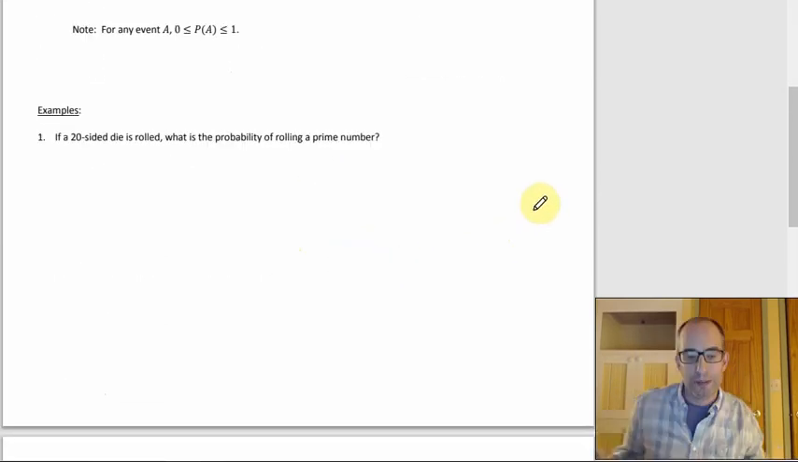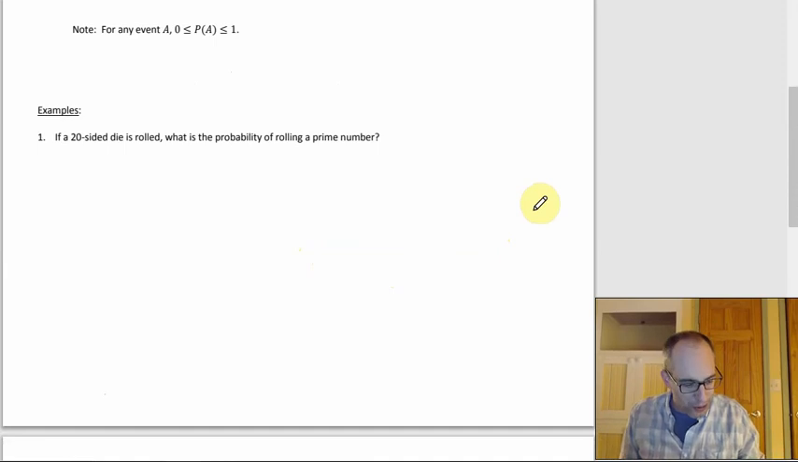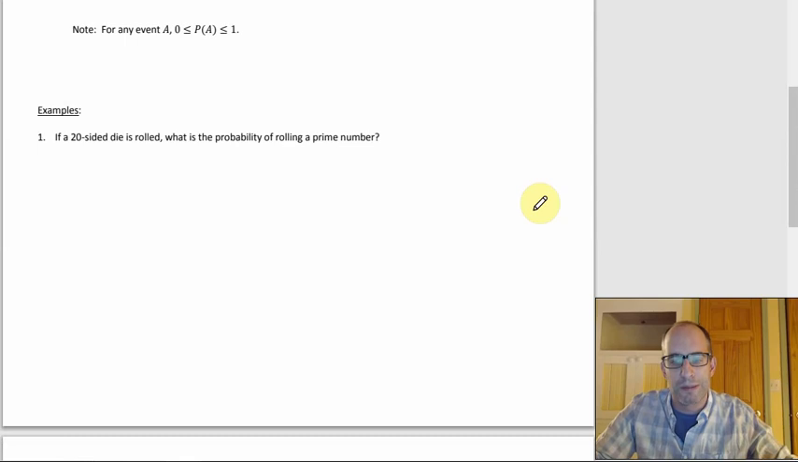So this first one, if a 20-sided die is rolled, right, a big board game thing, Dungeons and Dragons, I guess, would have initially popularized it, but it's in other stuff. It's even in the sports ones, right? It's in like Strat-O-Matic baseball and hockey and stuff too. But anyway, with a 20-sided die, what would be the probability of rolling a prime number?